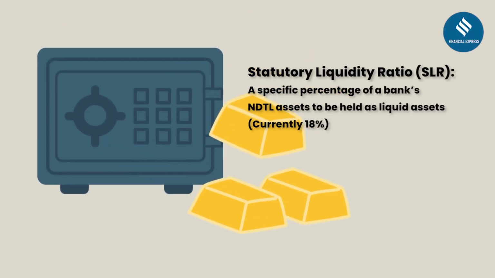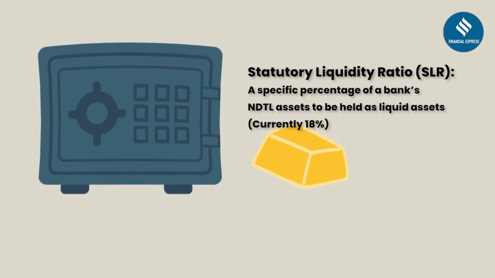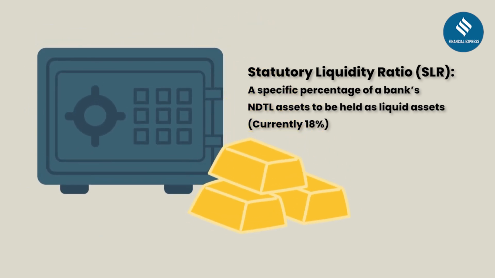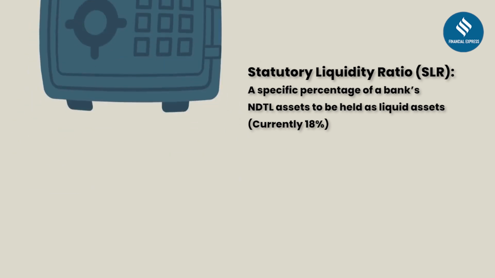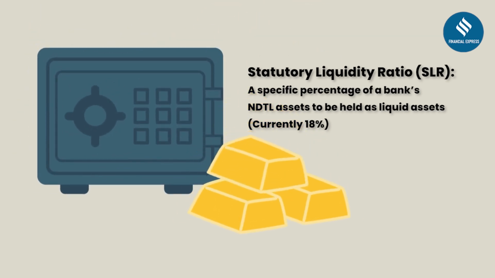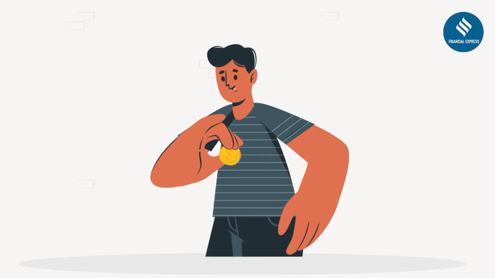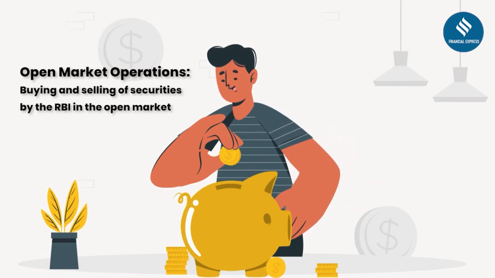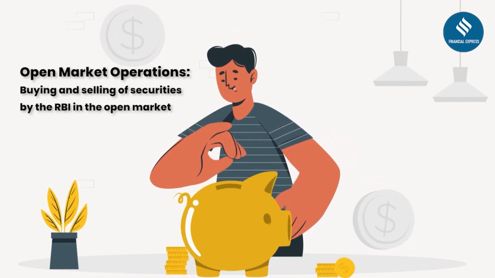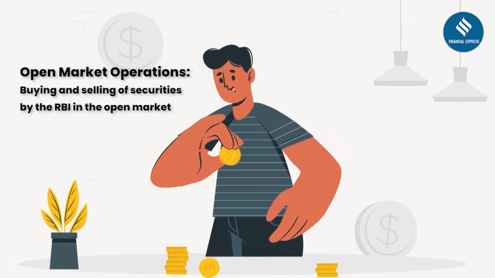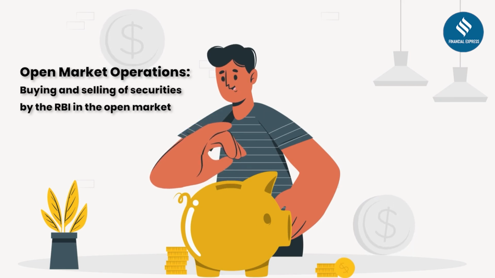The fourth term is statutory liquidity ratio, or SLR. It's similar to CRR, but this is a percentage of liquid assets like gold, cash, and government securities that banks have to maintain with themselves. Currently, that is at 18%. A higher SLR means less lending capacity for the banks. Then there's OMO, or open market operations, which is another lever for the RBI. This is the buying and selling of government securities, basically the bonds that you buy. If the RBI sells securities in the open market, it absorbs liquidity in the market and vice versa.